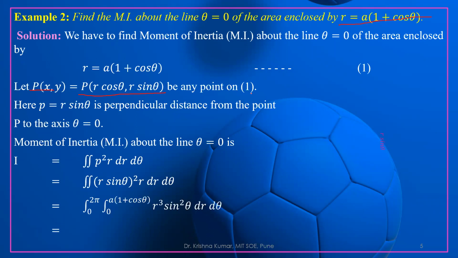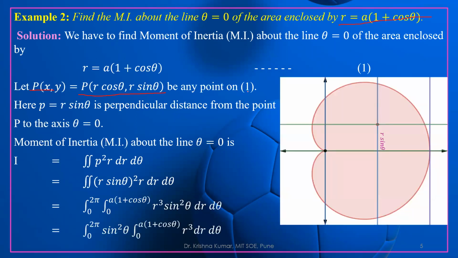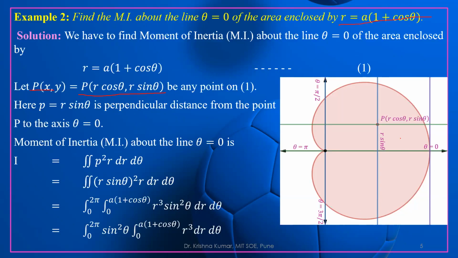Let us see the graph. This is the curve r equal to a times 1 plus cos theta. So let us take any point P over here. From this point, this distance is r sin theta, and this distance is r cos theta. Now we want to find the moment of inertia about the line theta equal to 0. So what is the value of p? p is equal to r sin theta, the perpendicular distance from the point to the axis theta equal to 0.